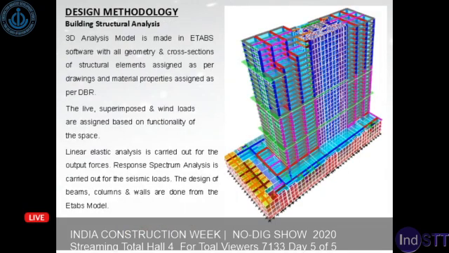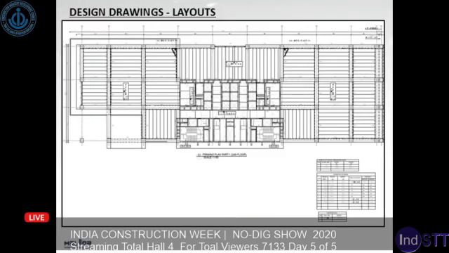The building structure analysis 3D model is made in ETABS software with all geometry and cross sections of elements assigned as per the drawings. The loads are assigned based on the functionality of the space as listed before, and linear elastic three-dimensional analysis is carried out for the output forces. The response spectrum analysis is carried out for the seismic loads. The design of beams, columns, and walls are done from the ETABS, whereas the hollow core slab is done in another software, which is Concise software, or manually using.